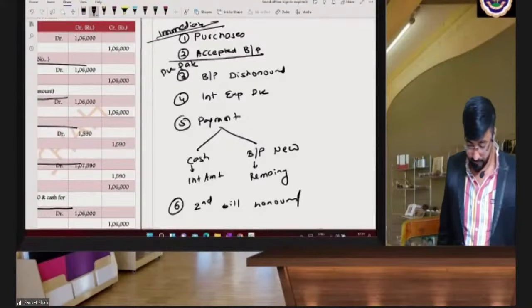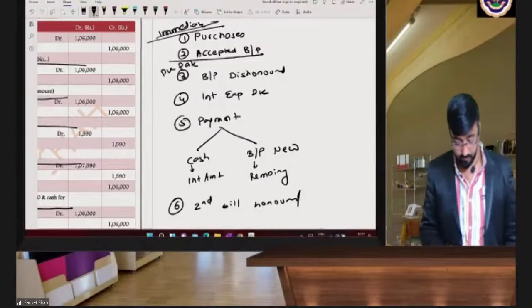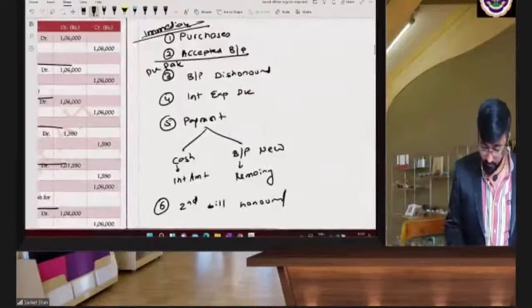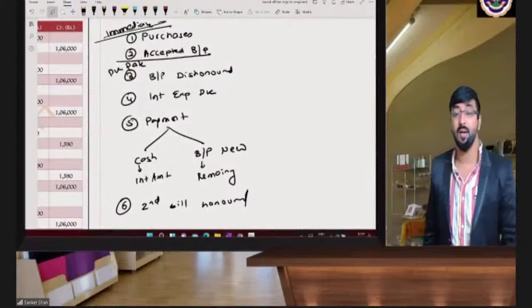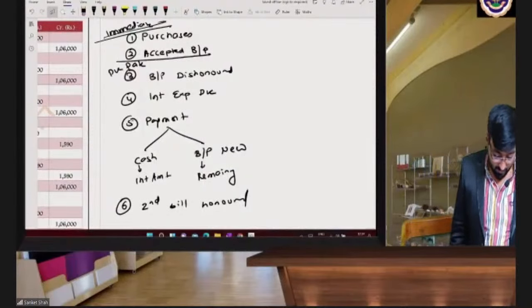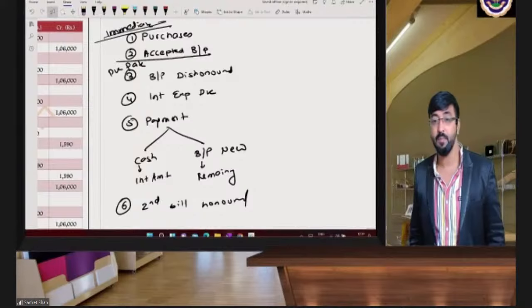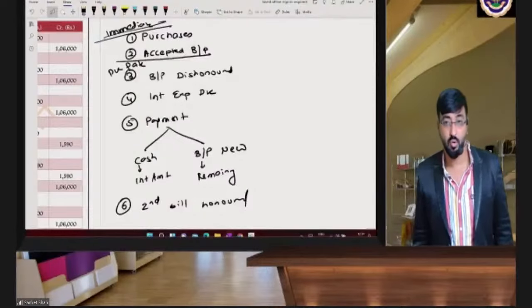Okay. ठीक है. Creditor beta, creditor, not debtor. Sibaji, Pritam becomes creditor. ठीक है. चलो next one.